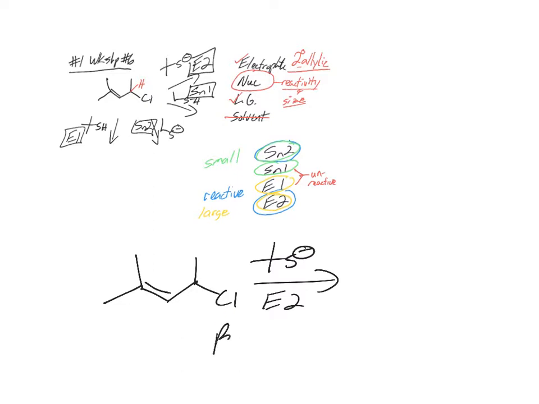Beta hydrogens. Now, not all beta hydrogens work. It's a particular type of beta hydrogen we need to find: sp3 hybridized beta hydrogens, right? Beta hydrogens on sp3 hybridized carbons. So we need to find sp3 beta hydrogens. It's a little different.